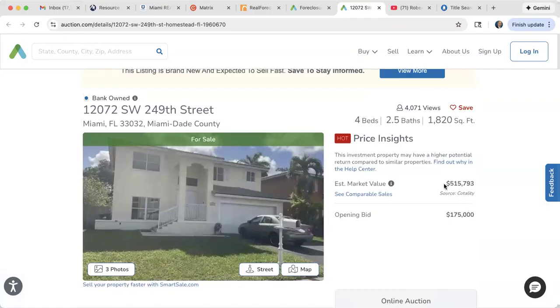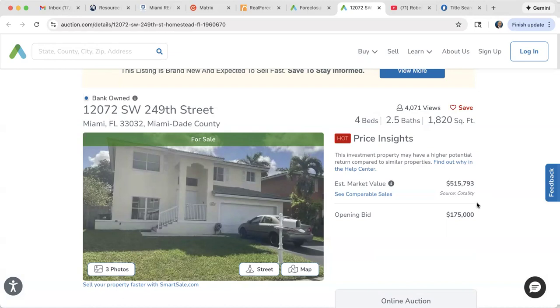So let's say their reserve is $350,000. When the bidding reaches $350,000 and the reserve is met, most likely this property will sell to that investor, right? To the highest bidder. If the reserve is not met, then the bank reserves the right to not sell the property. So let's say it fell short of 350.